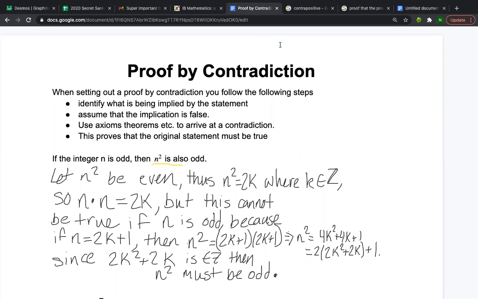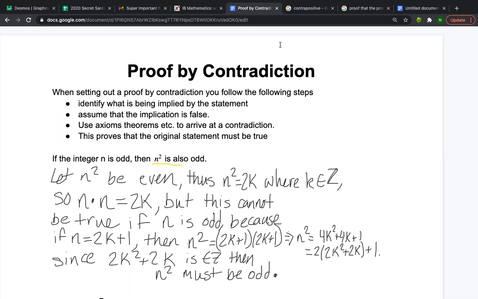which yields the result that n squared is equal to 4k squared plus 4k plus 1, which, if you factor out a 2 out of the first grouped terms, you end up with 2 times 2k squared plus 2k, plus 1. And since 2k squared plus 2k is an integer, then n squared must be odd.